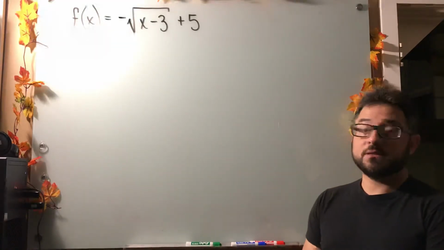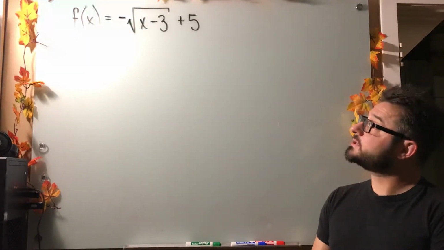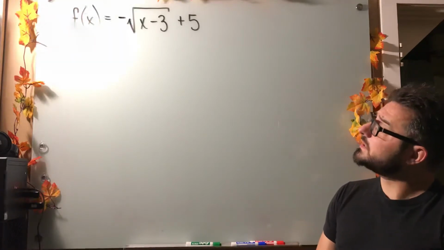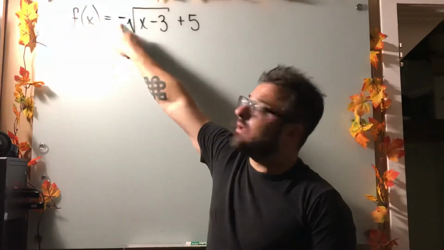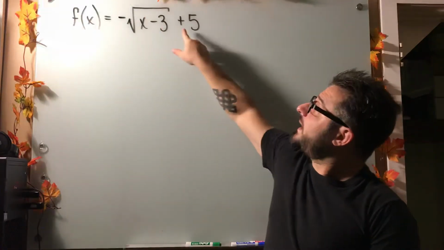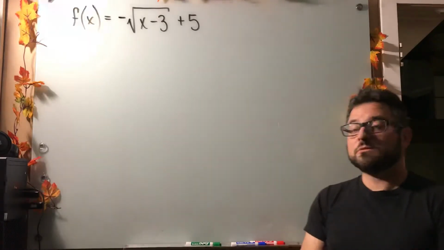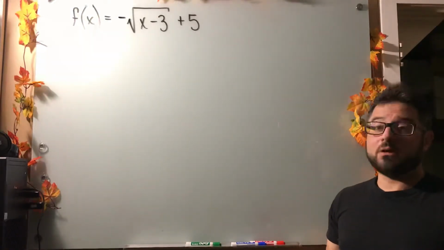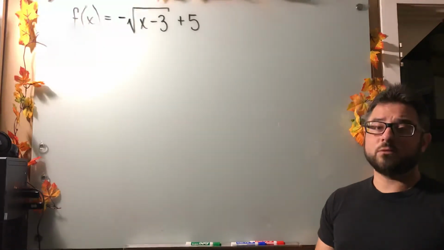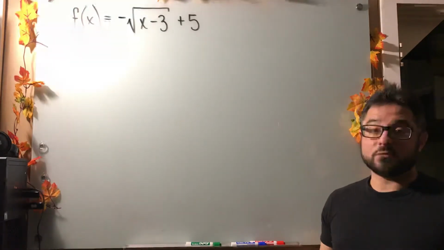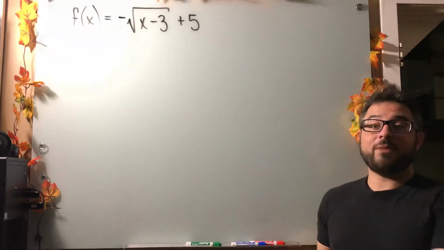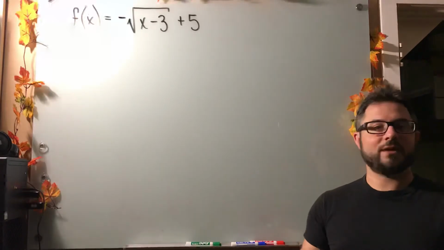basic operation. In this case, the square root is the basic operation, which means we have other operations in addition to that. We have a multiplication by -1, a subtraction of 3, and an addition of 5. But those operations, each of them causes a different transformation, but they also have to happen in a particular order. The entire reason we have order of operations is so that we have a standard way to make sure that everybody's getting the same result when they're looking at the same problem.